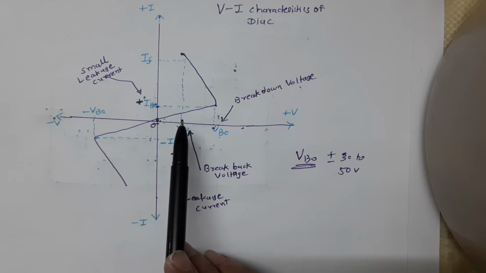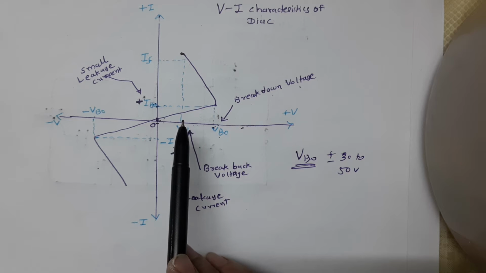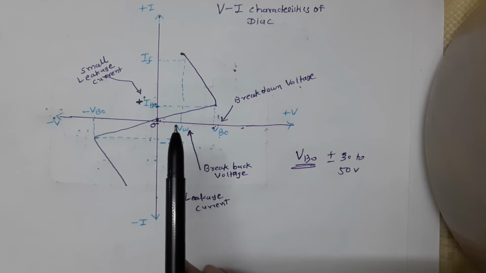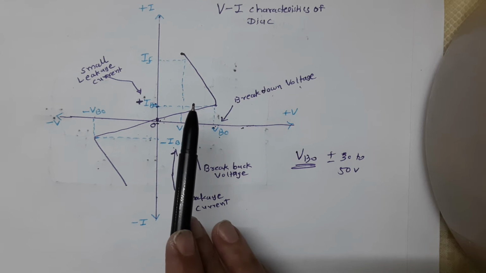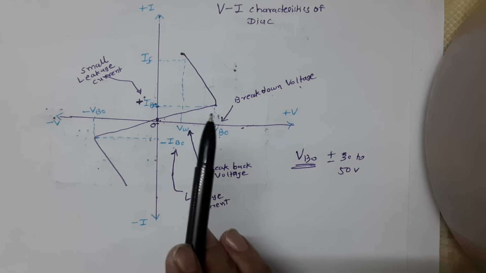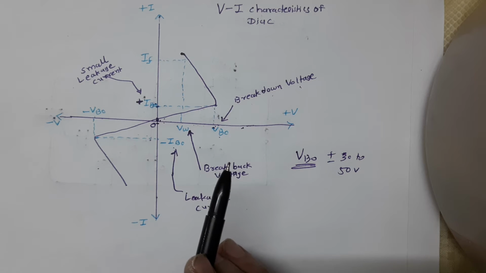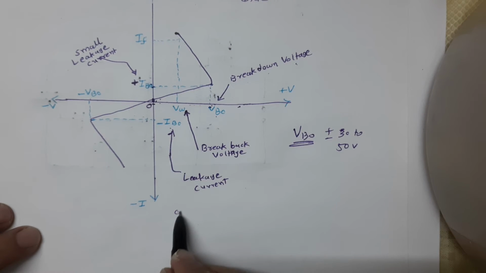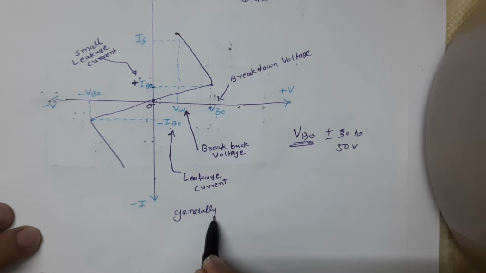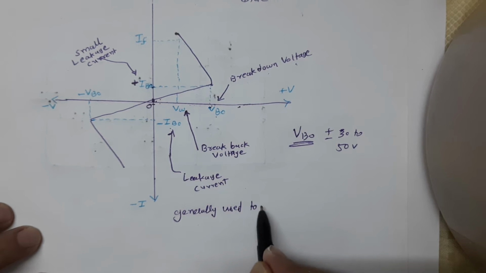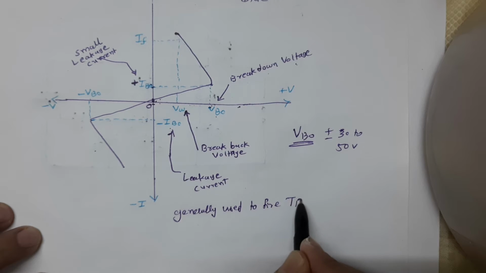Conduction then continues until the device current drops below its holding current. Note that the breakover voltage and holding current values are identical for the forward and reverse regions of operation. Diacs are primarily used for triggering of triacs in adjustable phase control of AC mains power. So it is generally used to fire a triac.